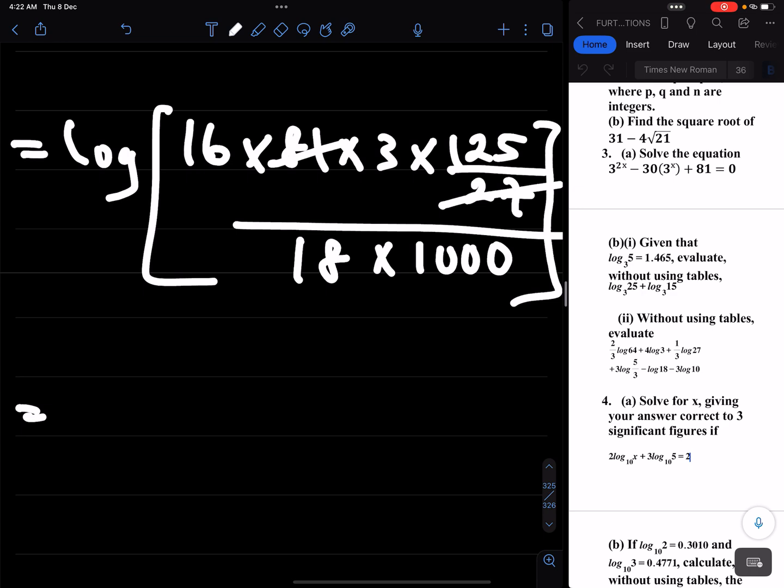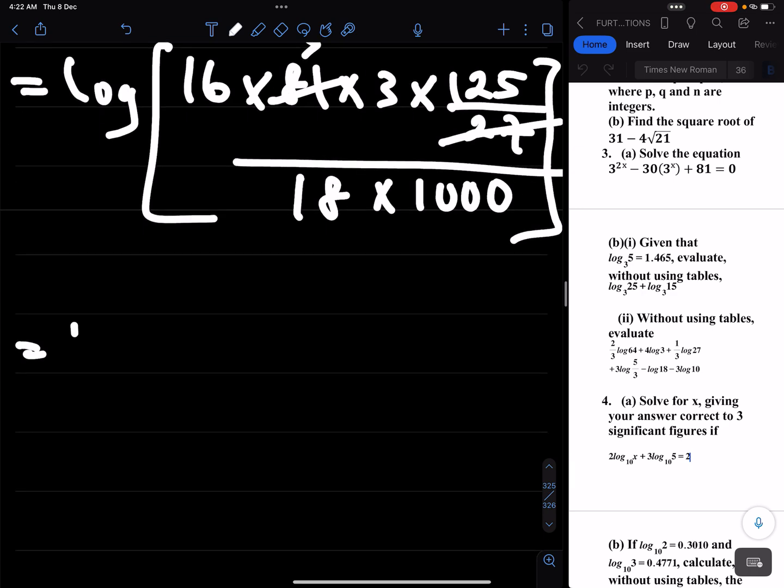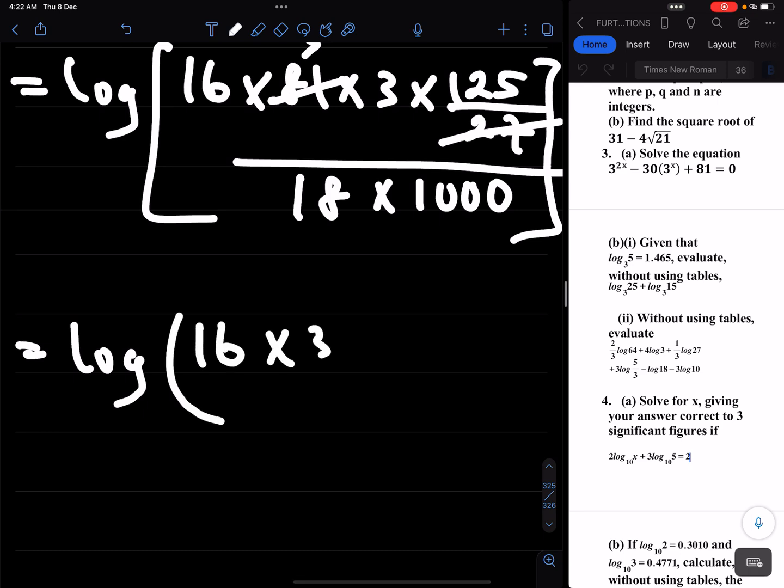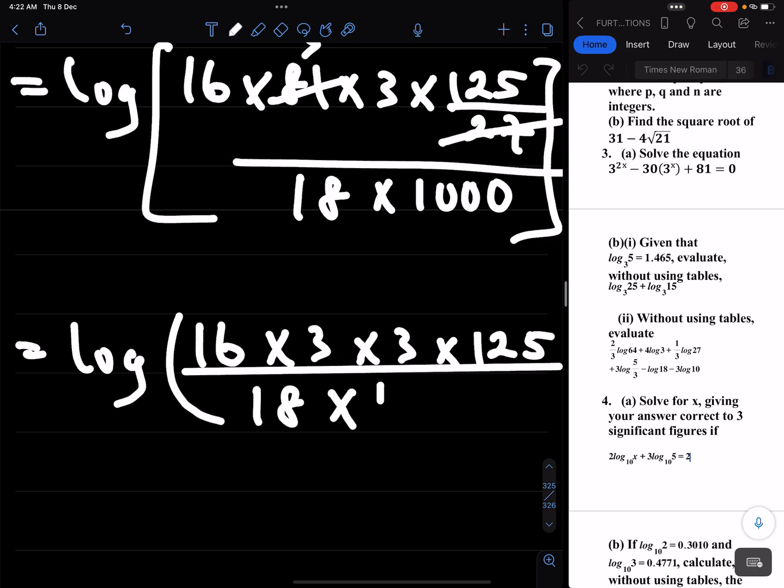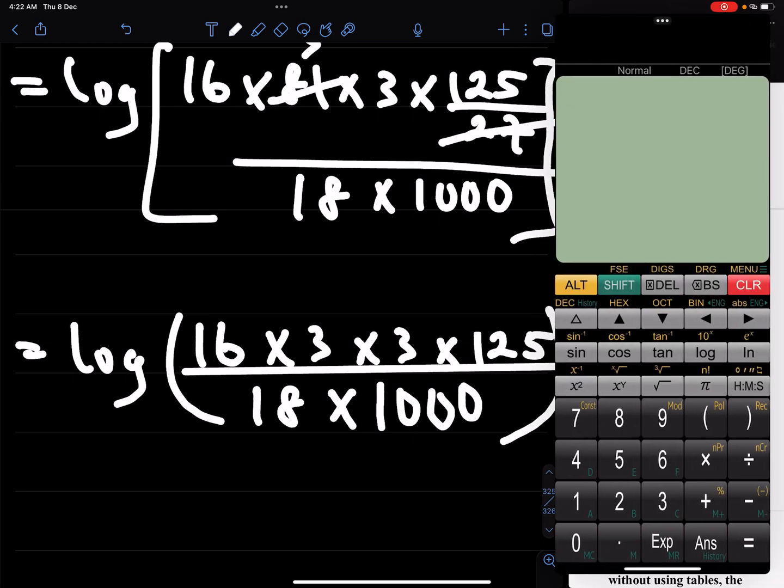27 here 1, 27 here 3. So that simply means log 16 times 3 times 3 times 125 over 18 times 1000. I think that's an exact number. Let's check. 16 times 3 times 3 times 125 divided by 18 divided by 1000, and that's just 1.